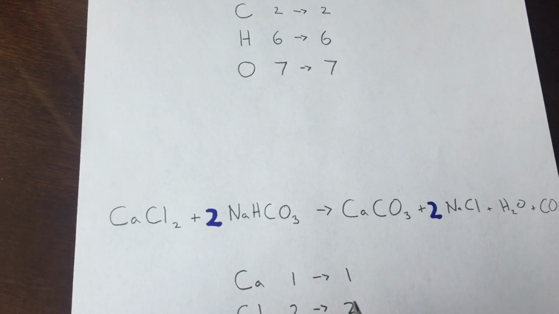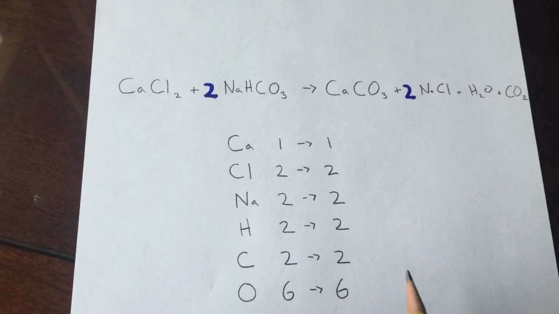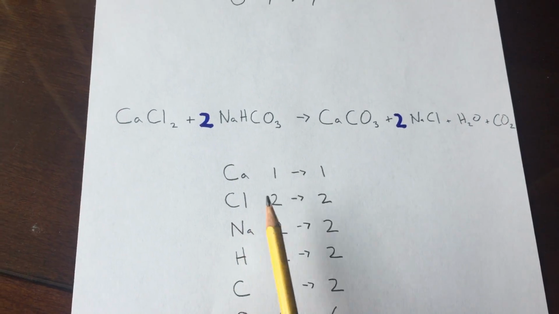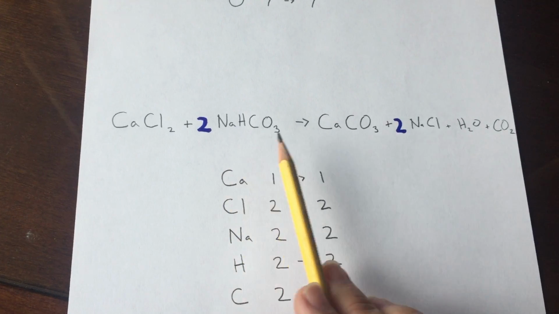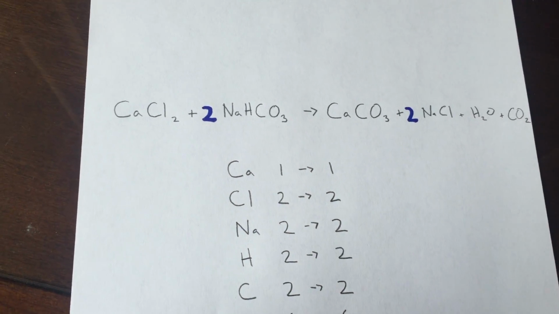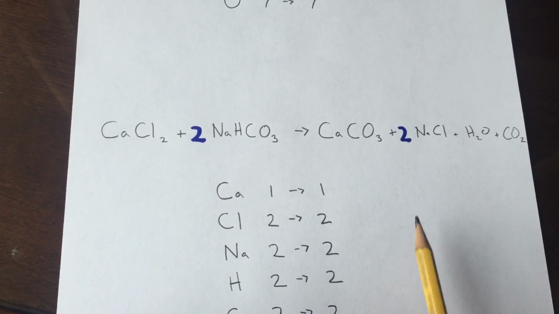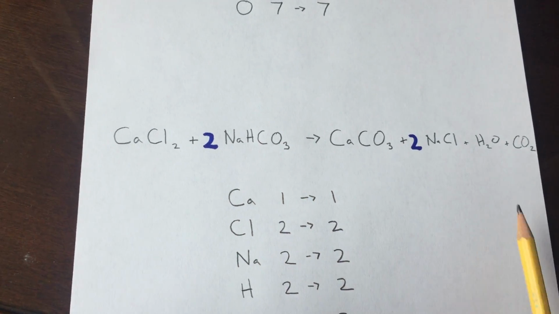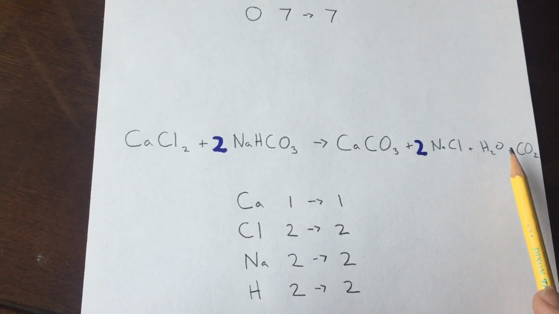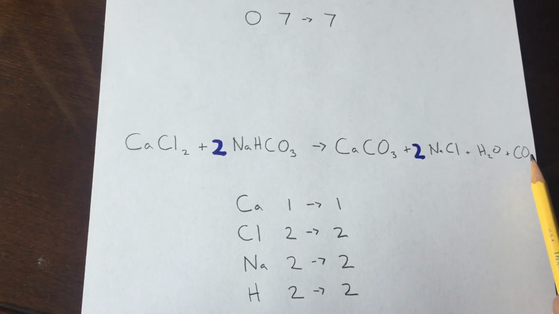So got my checks. Calcium, 1 on each, and then the chlorine, sodium, hydrogen, and carbon were all 2 on each side. And then the oxygen was, with this coefficient being 2 times the 3, 6. And then we've got the 3, 4, 5, 6.